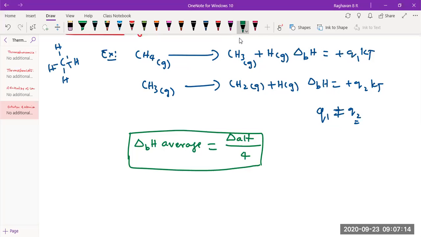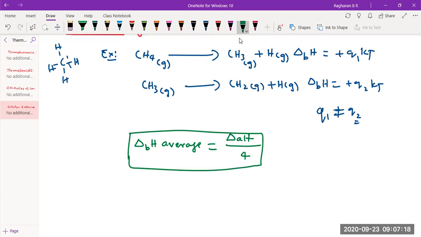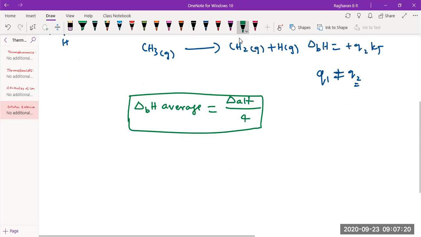One more thing you should know. By knowing bond enthalpies of reactants and products, you can calculate enthalpy of reaction also. So enthalpy of a reaction can be calculated using bond enthalpy values, the bond enthalpy values of reactants.